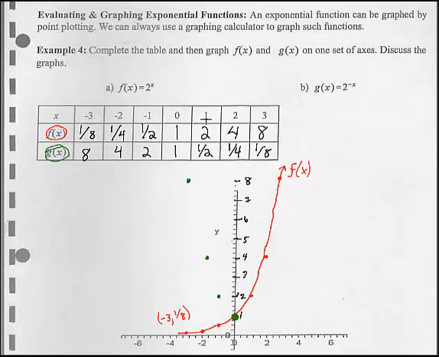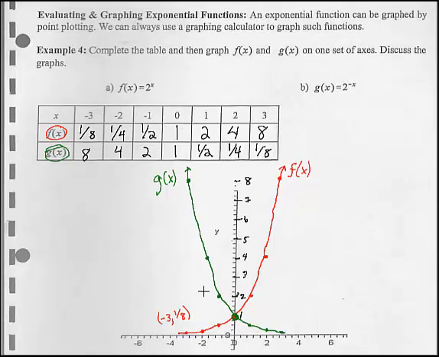G of x at 1 would be a half. 2 would be a fourth, and then 3 would be an eighth. Pretty close to the x-axis. And so you can see that they're mirror images of each other with respect to the y-axis. And that's simply because we placed a negative x inside of the argument of f of x to create g of x. So they're mirror images of one another.